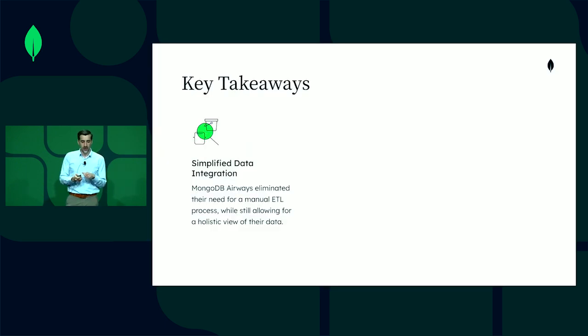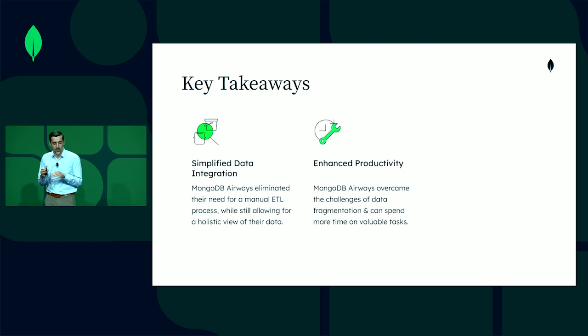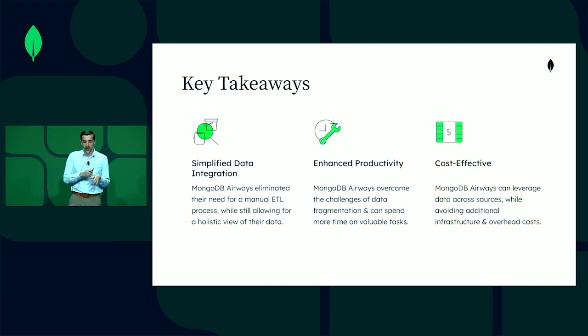So just to summarize, what we learned today is that, inside of Atlas, there is a simple and integrated way to eliminate the need for manual ETL while still allowing you to have a holistic view of all your data. There's the ability to have enhanced productivity with what we saw MongoDB Airways overcoming the challenges of fragmented data in different places. And we saw what is effectively a really cost-effective solution. All of the services that you saw are consumption-based.